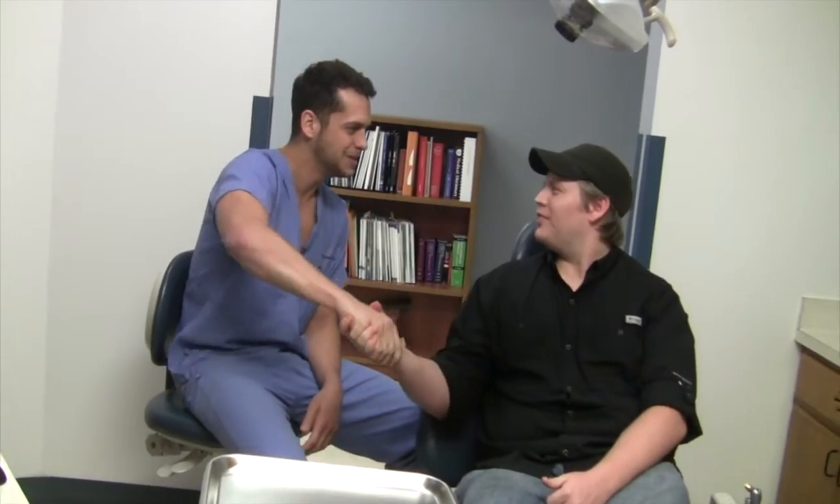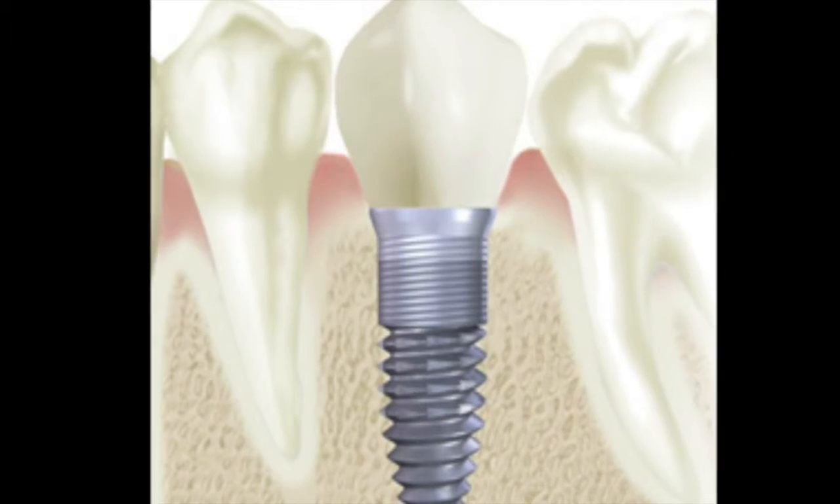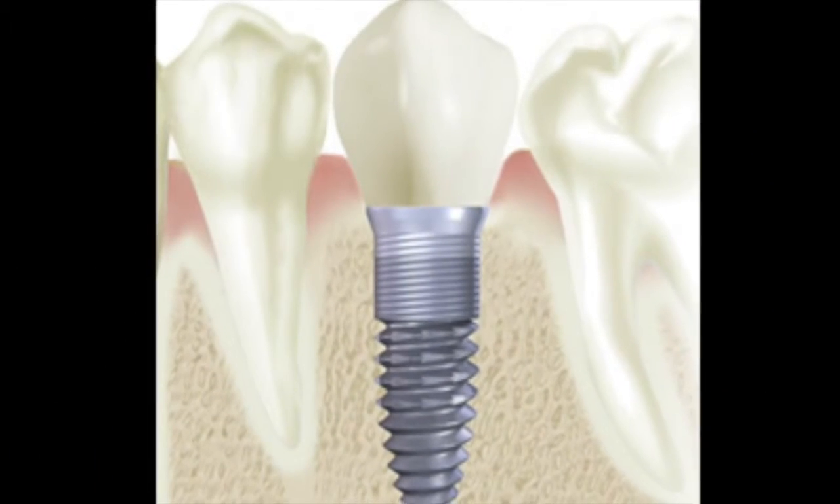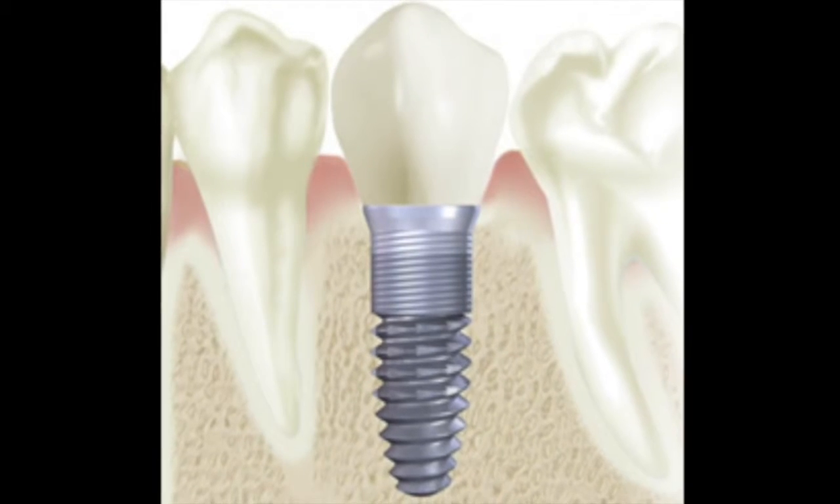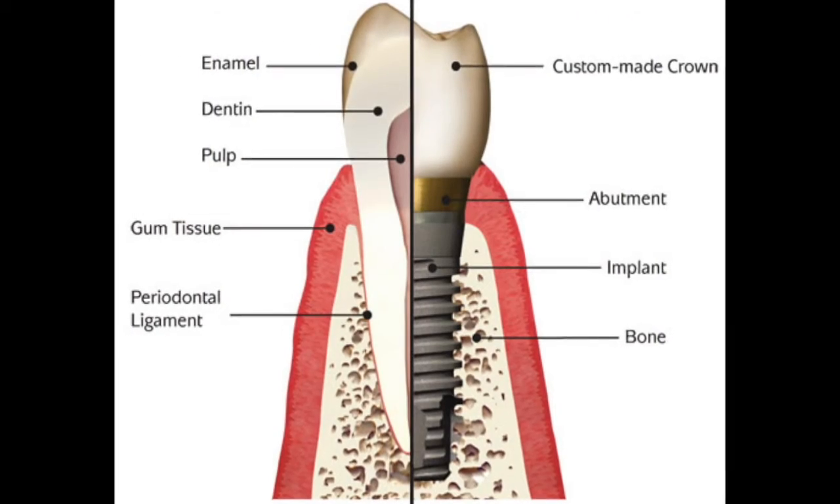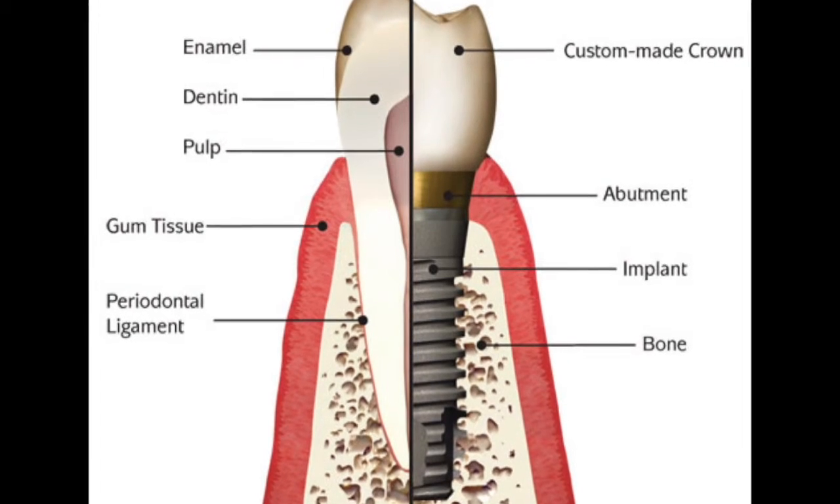Hi, I'm Dr. Mo. Nice to meet you. Nice to meet you. I hear you're interested in getting a dental implant. That's right. Alrighty, well, let me tell you a little bit about dental implants. A dental implant is a surgical component that replaces the root of a tooth by interfacing with the bone of the jaw or skull in order to support a dental prosthesis.